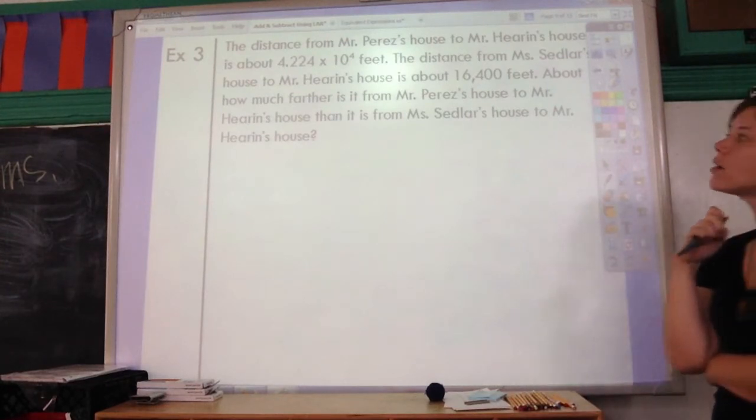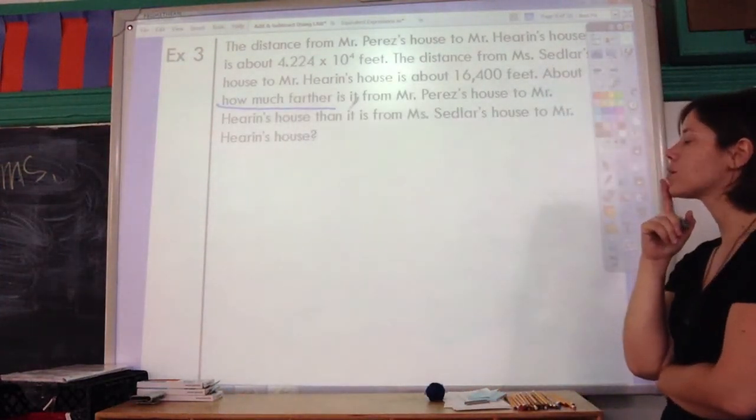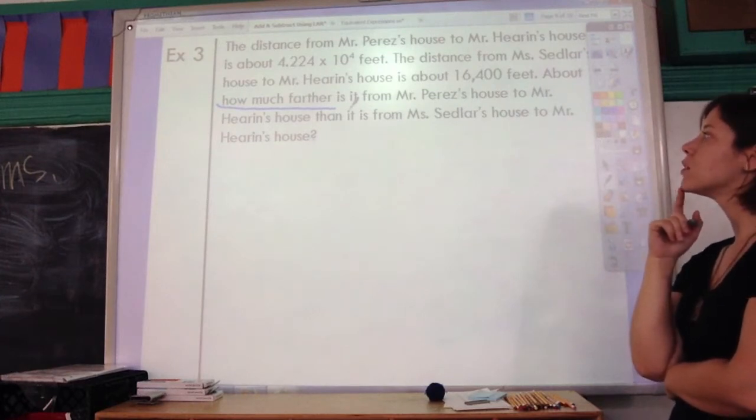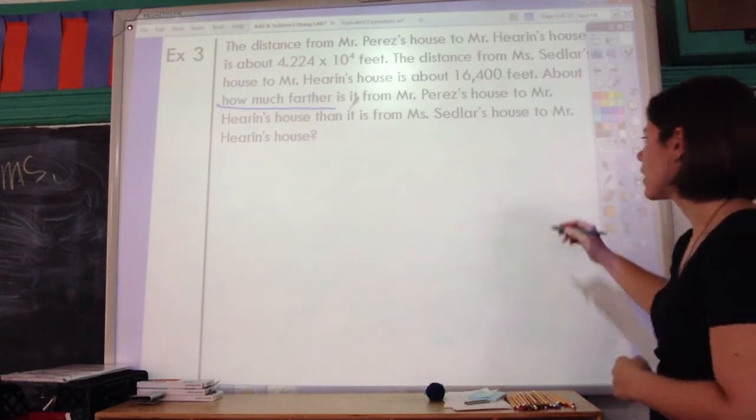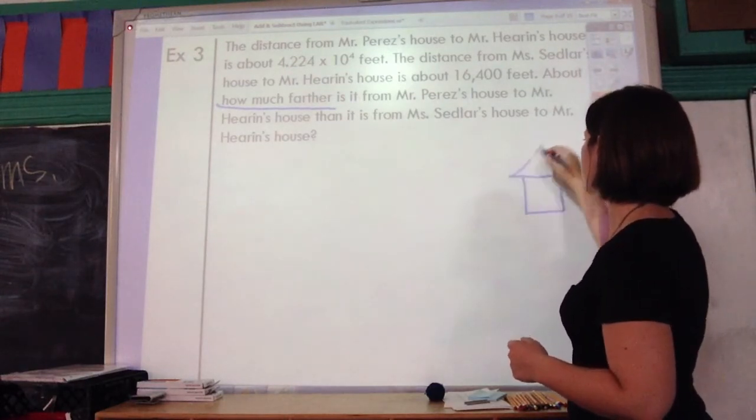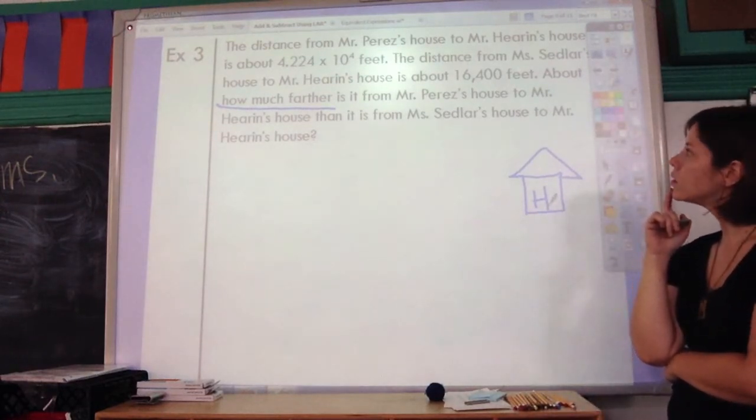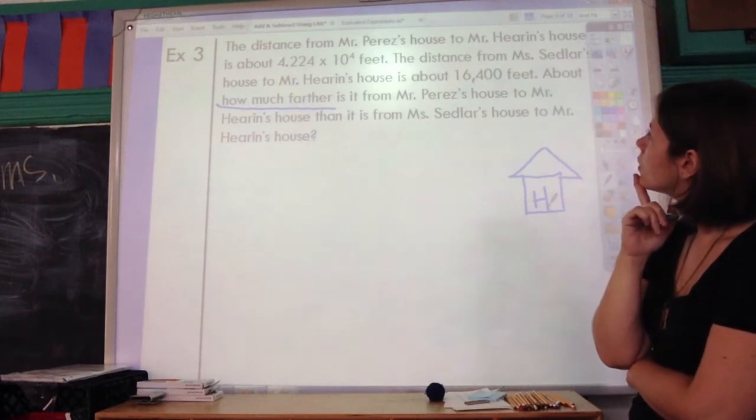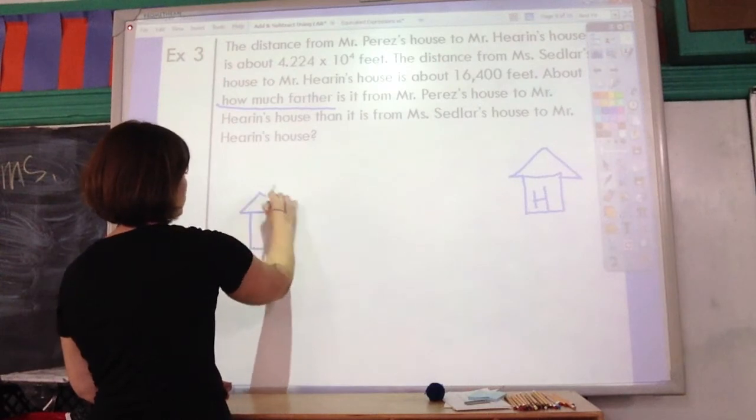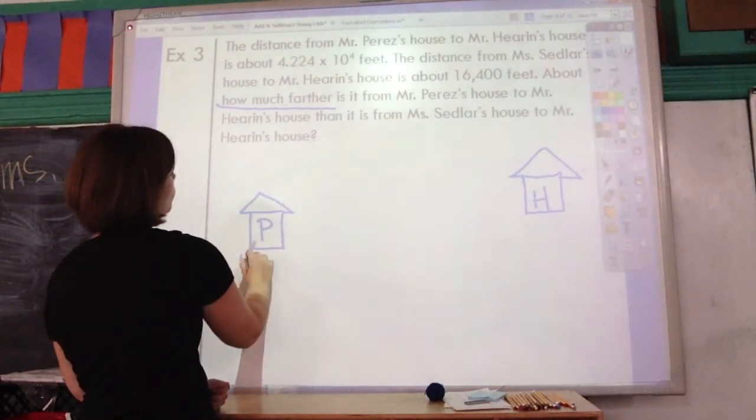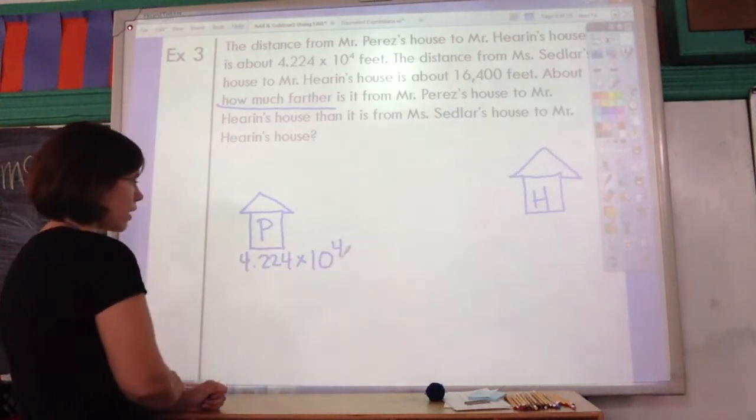About how much farther is it from Mr. Perez's house to Mr. Heron's house than it is from Miss Sedler's house to Mr. Heron's house? In my mind, this is what I see. Here's Mr. Heron's little house. Let's put an H on it for Heron. We know that Mr. Perez's house here is 4.224 times 10 to the 4th feet away.